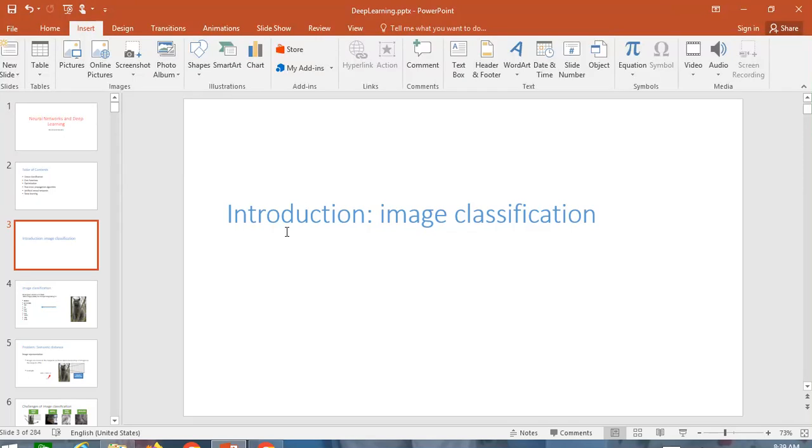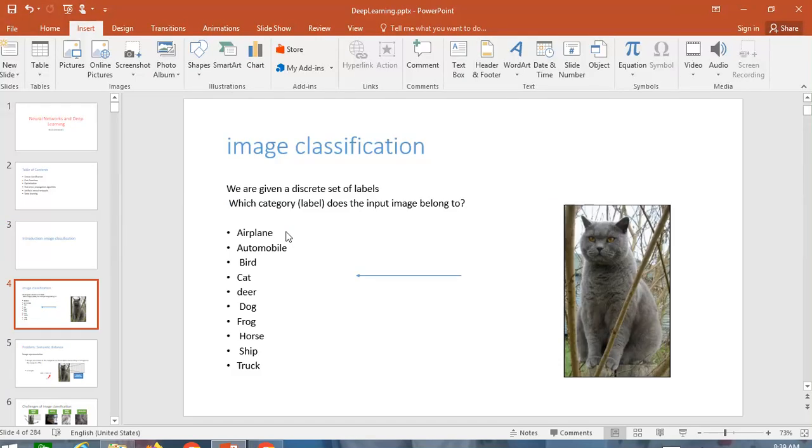At first, we want to start with a concrete and familiar problem, which is the image classification problem. We are given a discrete set of stickers, labels actually. For example, here we have 10 tags and one object. In fact, we are given an image of an object and we want the model to recognize which of these classes this object belongs to. This is a discussion of classification. Here we are specifically talking about image classification.